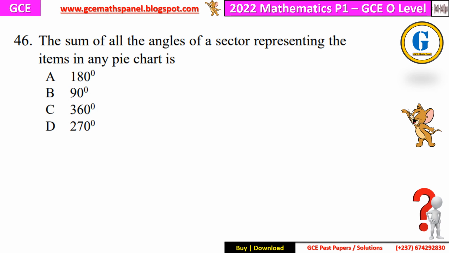Question 46. The sum of all the angles of the sectors representing items in any pie chart is... a pie chart is just a circle. That's a pie chart. And the sum of all those angles always equals 360 degrees.